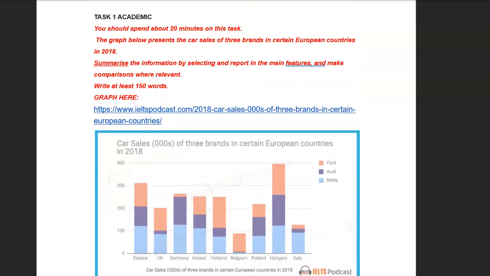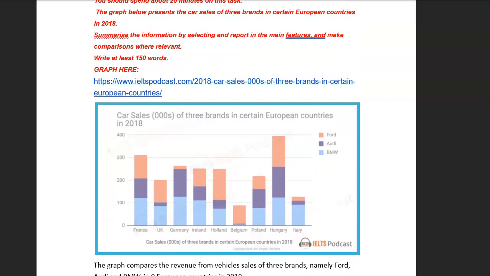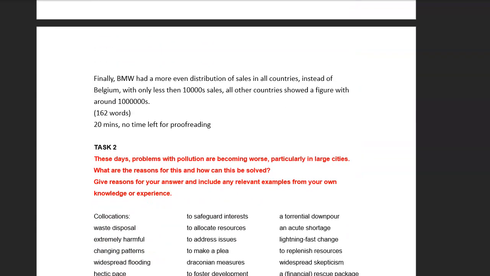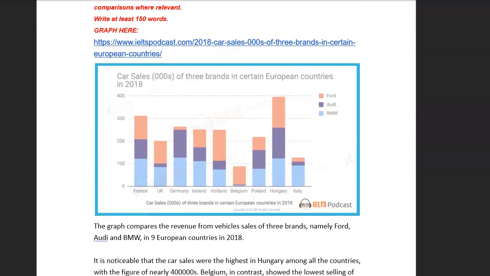So here you've got your task 1 bar chart and then your task 2 essay on pollution. Okay, let's have a look at this.